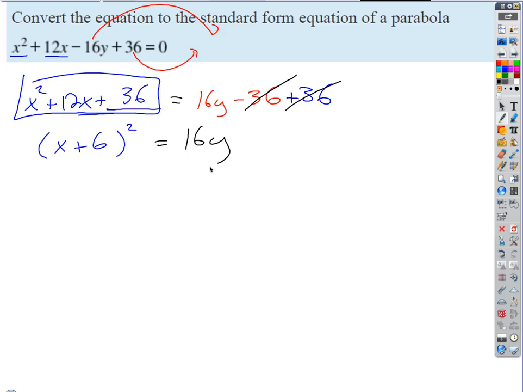Okay, but here's the part I want to make sure we understand now. What's h? -6 from here, right? What's k? That's a little tricky. It's actually really easy, but it's tricky at first. K. What's the number being subtracted from y? Is there one? It's 0 then, isn't it? Right. Because this is the same thing as saying y minus 0. We don't write that, of course, but do you see that? Okay, and then what's p? 4. Good. 16 divided by 4. Good. Okay, so you got it.